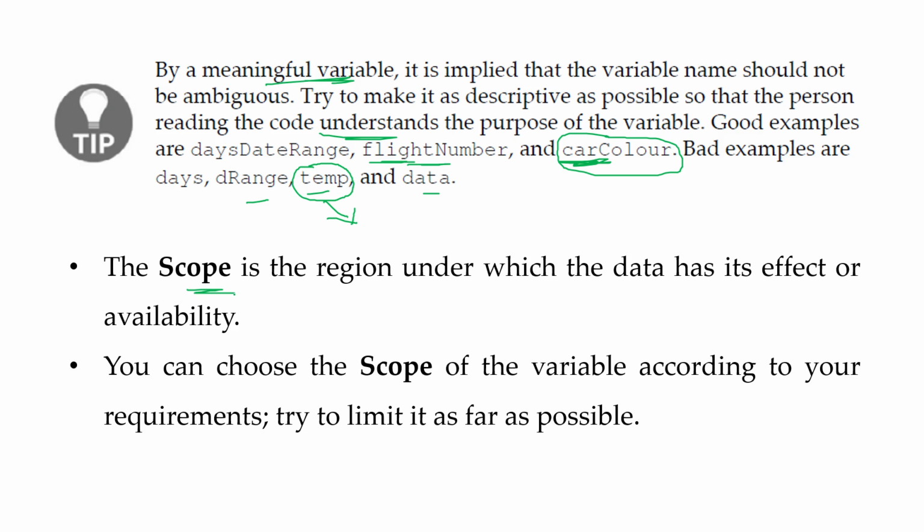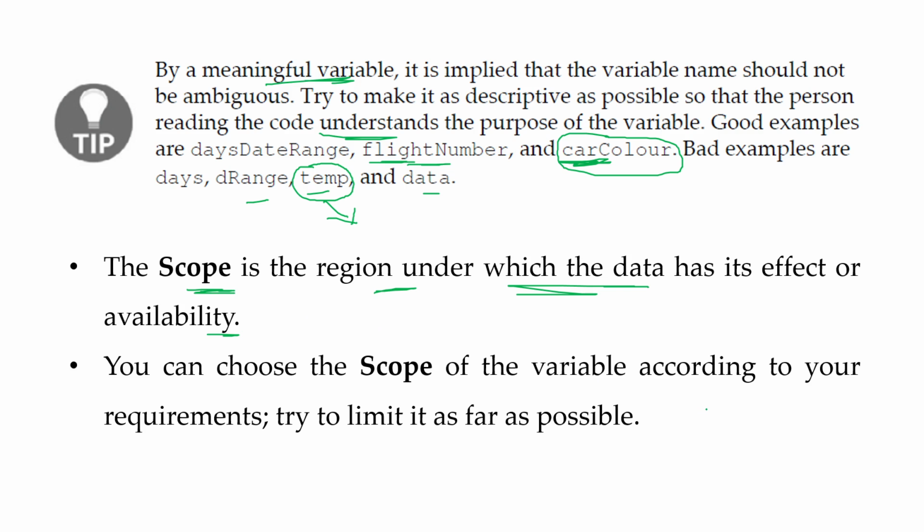I think you have heard the word scope even in C or in Java, like a global variable, local variable. Exactly, even here, scope is concerned with the region under which the data has its effect or availability. Make it simple: scope reflects where the data or variable is visible or can be accessed. Visible is nothing but accessible. I will give a simple example at this moment itself. You no need to worry, we will cover it in the coming class.